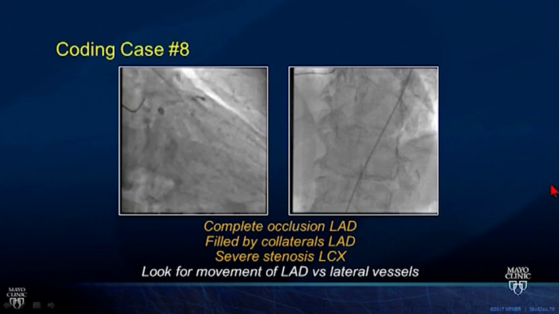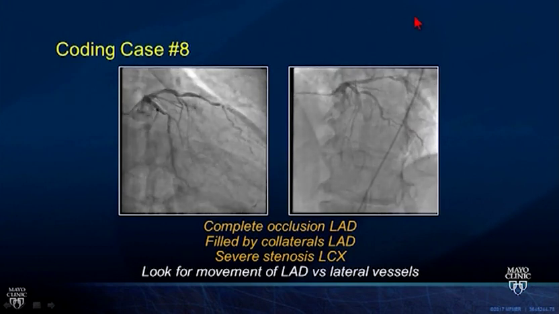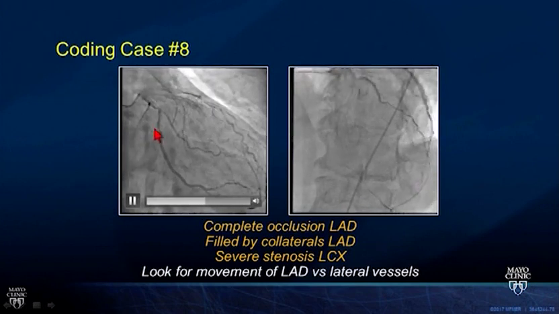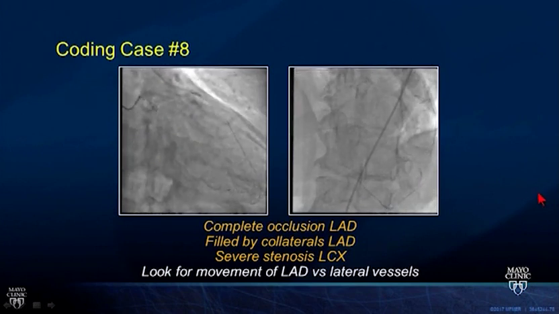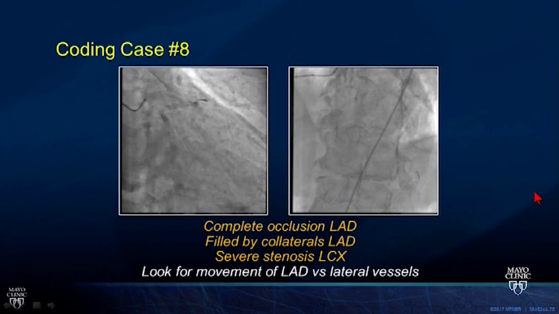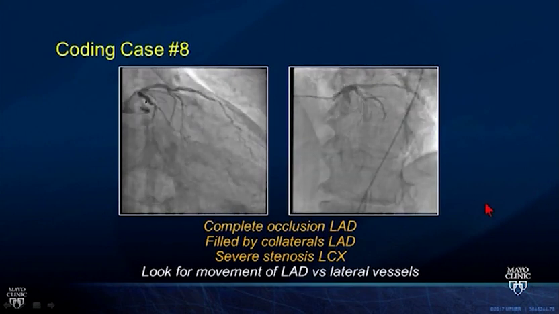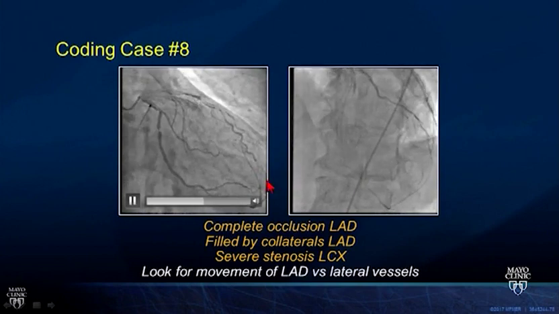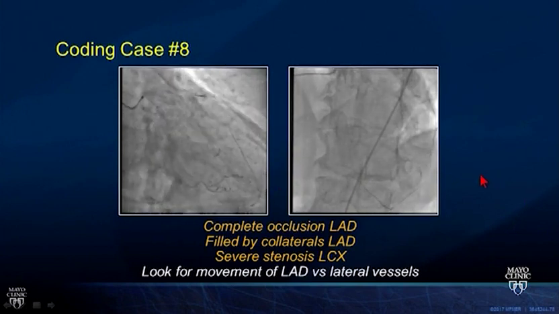And there's also severe stenosis in the left circumflex. And you see that best in this caudal view. You see the distal circumflex has a very severe stenosis. And you can differentiate the two vessels based on the movement again. See, the LAD has different movement than the arteries that are on the lateral wall.